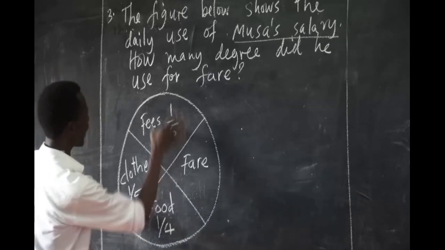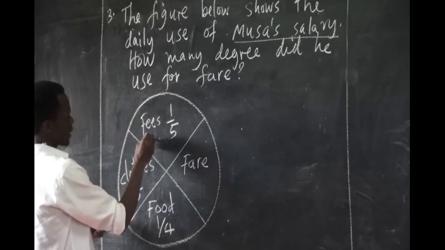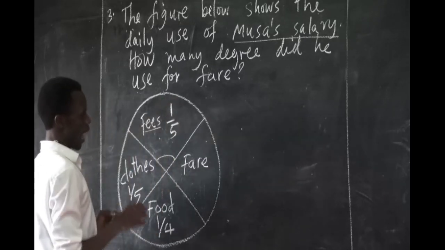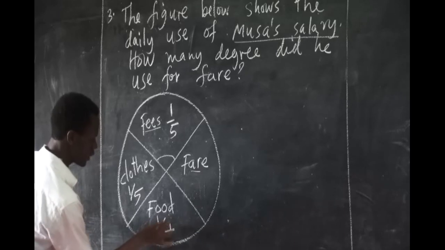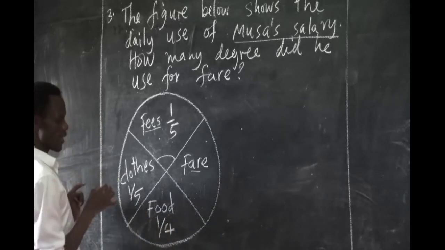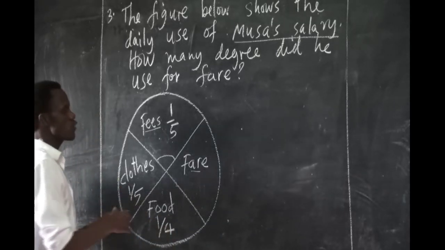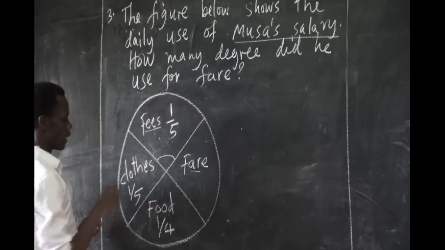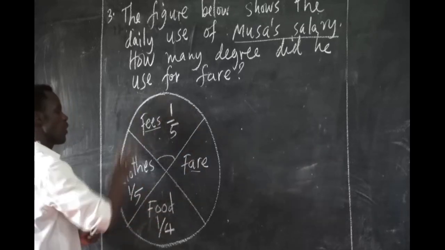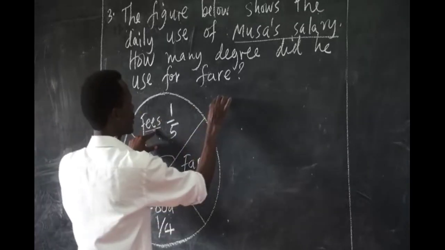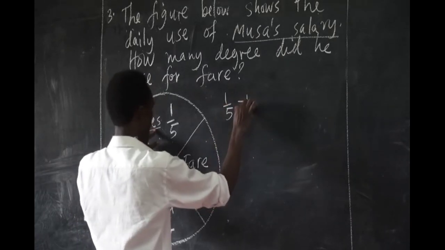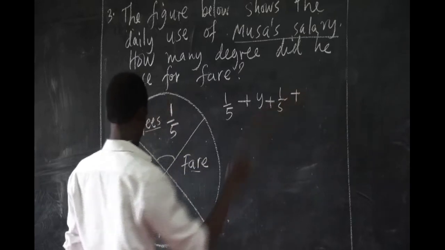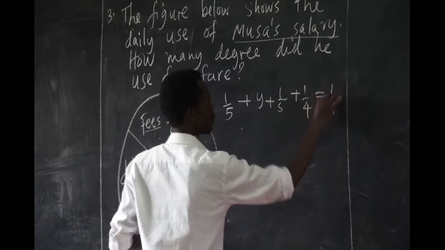Now, we've been told to find out the degree for the fare, but we just have fees. This is the portion for fees. Now it is 1/5. And for fare, there is nothing. But for food now, it is 1/4. And for clothes, it is 1/5. Now, we're talking about the circle, but it is written in terms of fractions. Now, we have to know the sum of the fractions should be equal to 1. Remember here we just have 1/5, then plus fare, there is nothing, then plus clothes is 1/5, then plus food is 1/4. The total should be equal to 1.